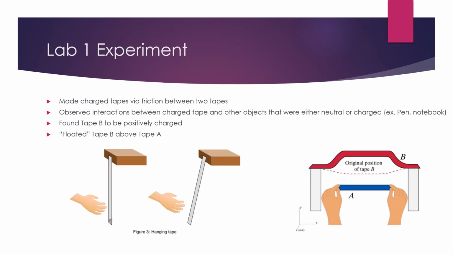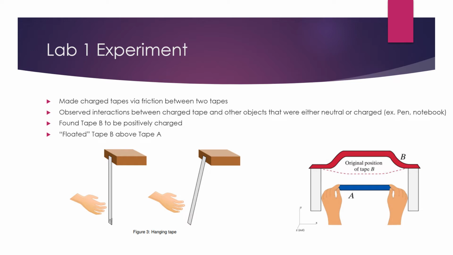Just as a bit of background, in Lab 1, I created two charged tapes through friction when I put the two pieces of tape on another piece of tape that was stuck to the table and then ripped them off, which transferred charges to each piece of tape. I observed the interactions between each of the charged tapes and other objects, such as a negatively charged pen, a neutral notebook, and my hand, which is neutrally charged.